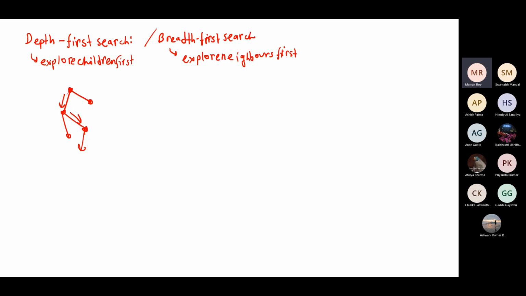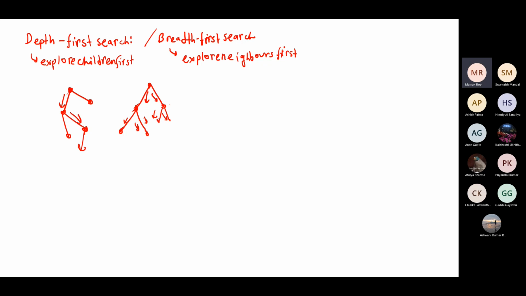You explore children first, and breadth first search is like this: you first check every node that is adjacent to this node. Then for this node, you explore all the neighbors that are adjacent to this node. Then for this node, you explore all the neighbors that are adjacent to it, and then you go on and on.